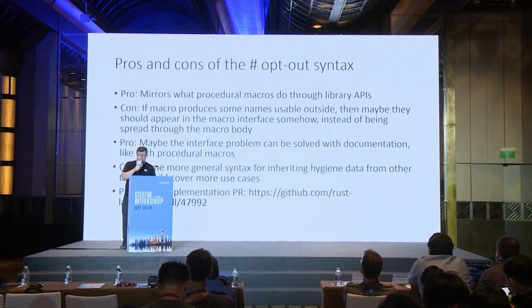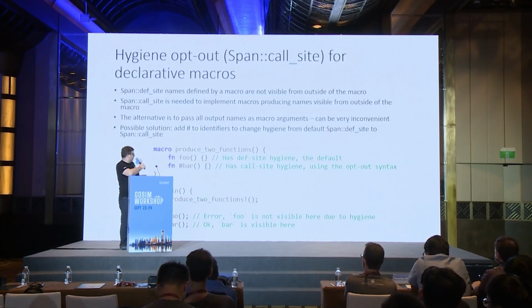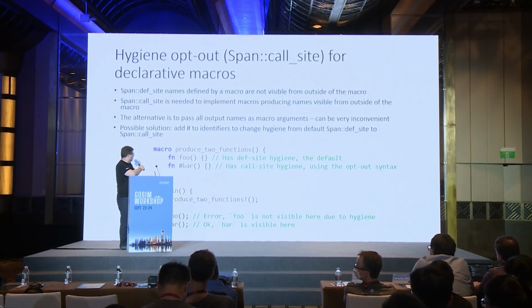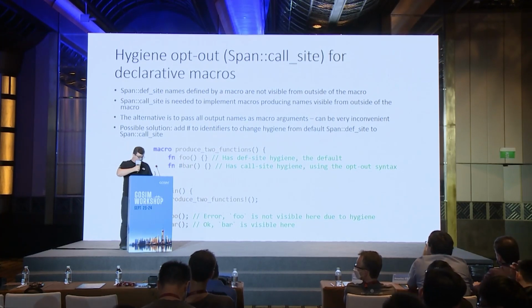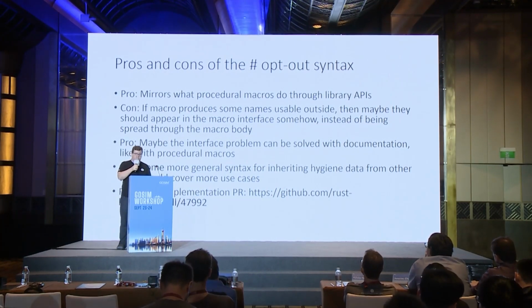And the drawback, and the argument against this that some people made, is that here, the opt-out, you need to search for it somewhere in the macro body. It is not visible in the macro interface that it produces a name called bar. And there was an argument that this kind of opt-out needs to show up in the macro interface, not just in the macro body.